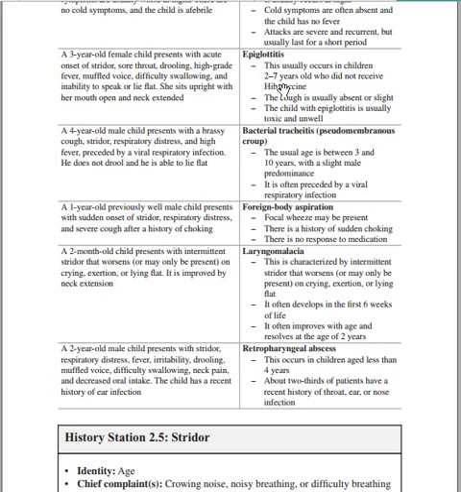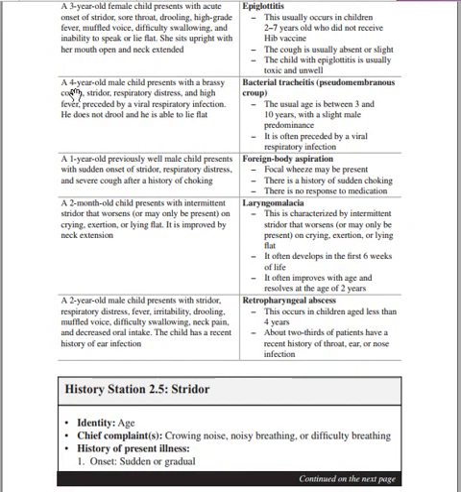This is usually common in 2 to 7 years or those who did not receive the Haemophilus influenzae vaccine, because epiglottitis is much more common with Haemophilus influenzae type B bacteria. So they did not receive this vaccine. The cough is usually absent or slight. The child with epiglottitis is usually toxic and unwell, because the epiglottis is the one that controls both the airway and also the digestive tract, for when you are swallowing. So if it is affected, the child can easily choke.